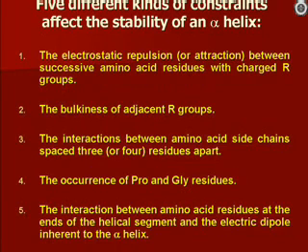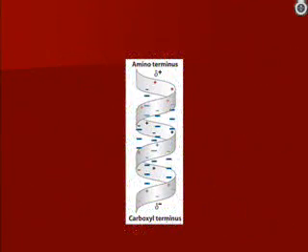As we all know, proline is not an amino acid but an imino acid. Wherever proline is present, we can see a kink or a fold in the protein chain. And the 5th one is the interaction between the amino acid residues at the ends of the helical segment and the electric dipole inherent to the alpha helix.